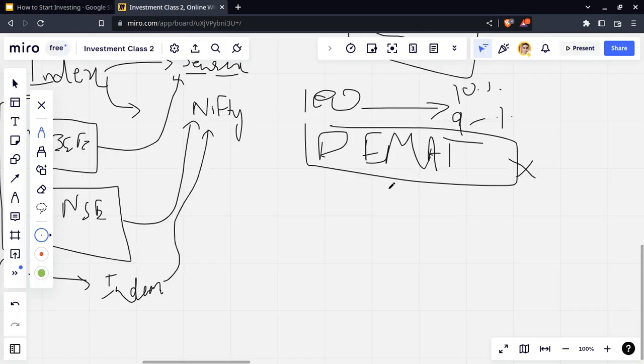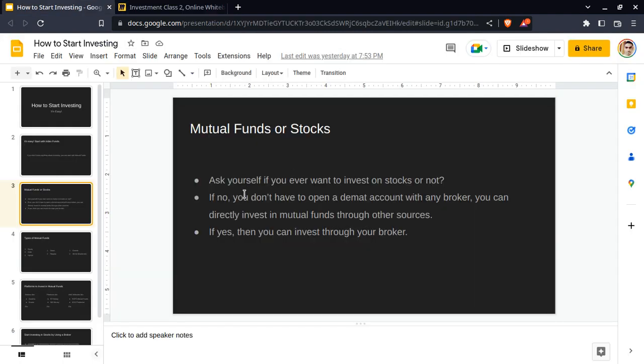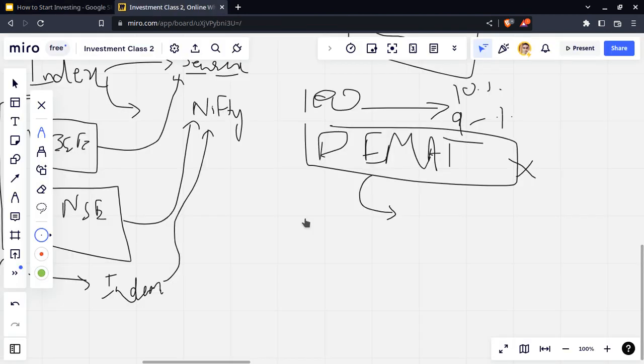If you're going to invest in stocks at some point of life, then it is better to start with a Demat account. If you're not going to invest in stocks, you don't need to go to any broker. You don't need to open a Demat account. If yes, then you should invest through a broker. Just after some time we'll see what is a Demat account and what is a broker.